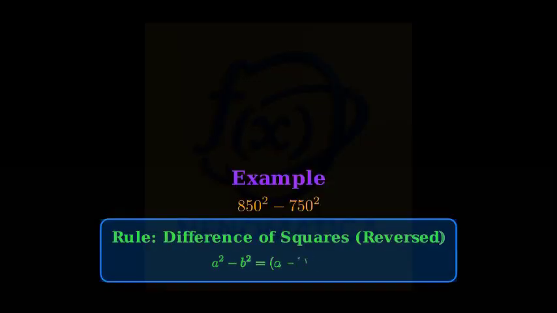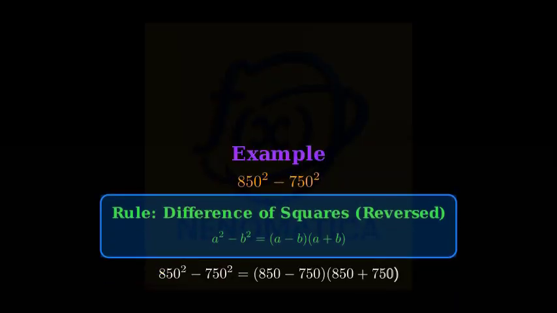We want to calculate 850 squared minus 750 squared. For this problem, we can use our difference of squares formula in reverse. Remember, a squared minus b squared equals (a minus b) times (a plus b). Let's apply this to our problem. We rewrite 850 squared minus 750 squared as (850 minus 750) times (850 plus 750).